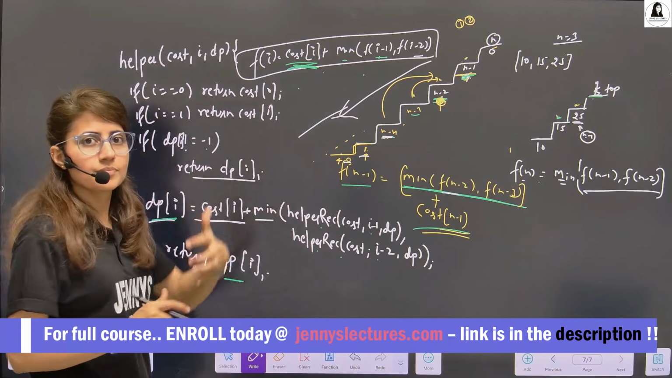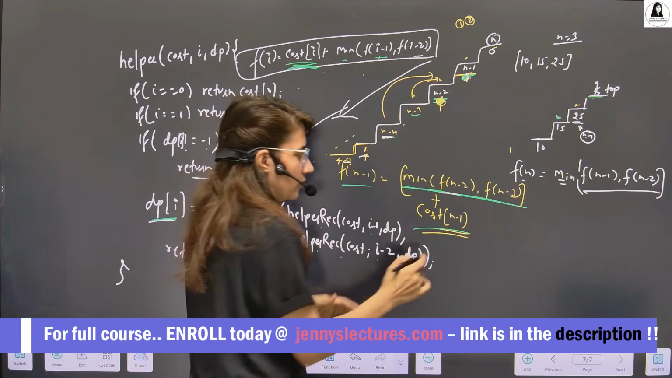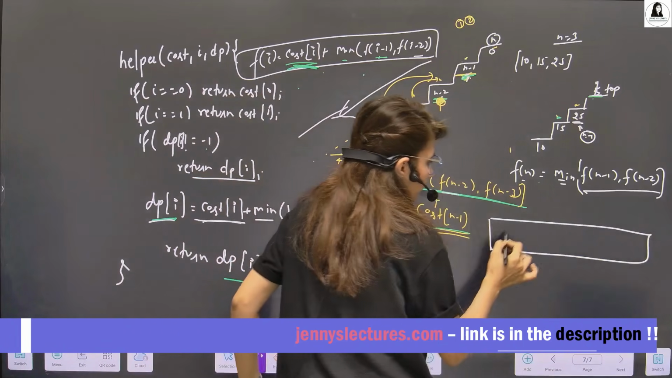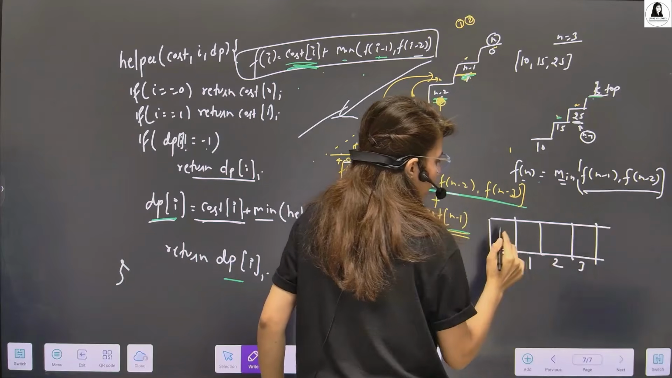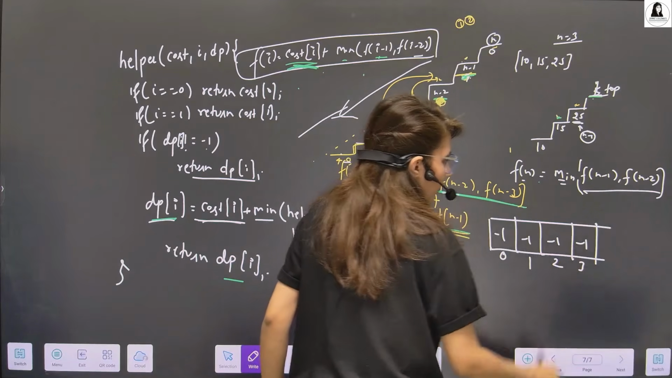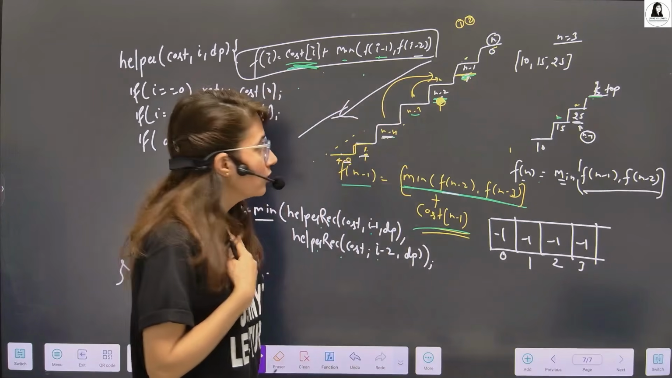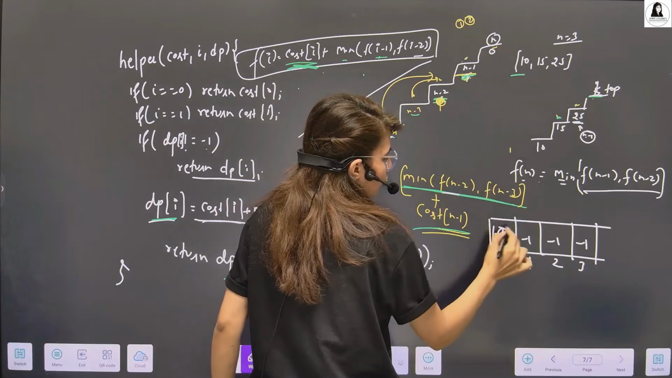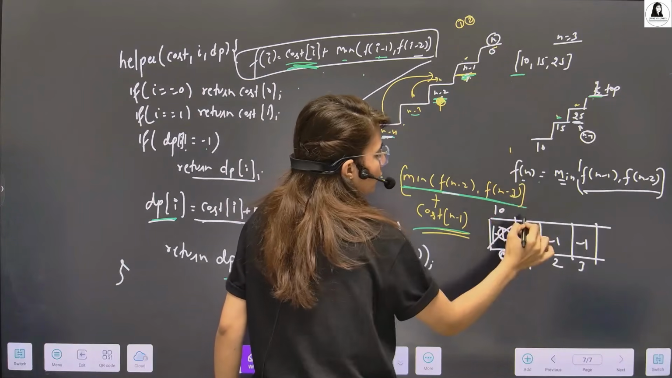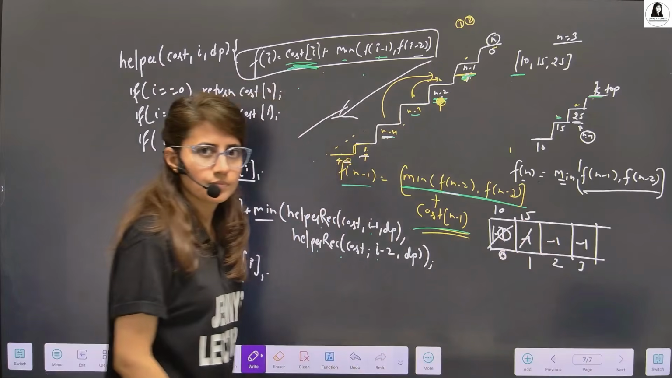Now convert this into a version that doesn't use recursion. Just take this array, like 0, 1, 2, 3. At first, -1, -1, -1, -1. We know the base cases. We know DP of 0 is what? 10. So we change it to 10. DP of 1 is 15. So we change it to 15.